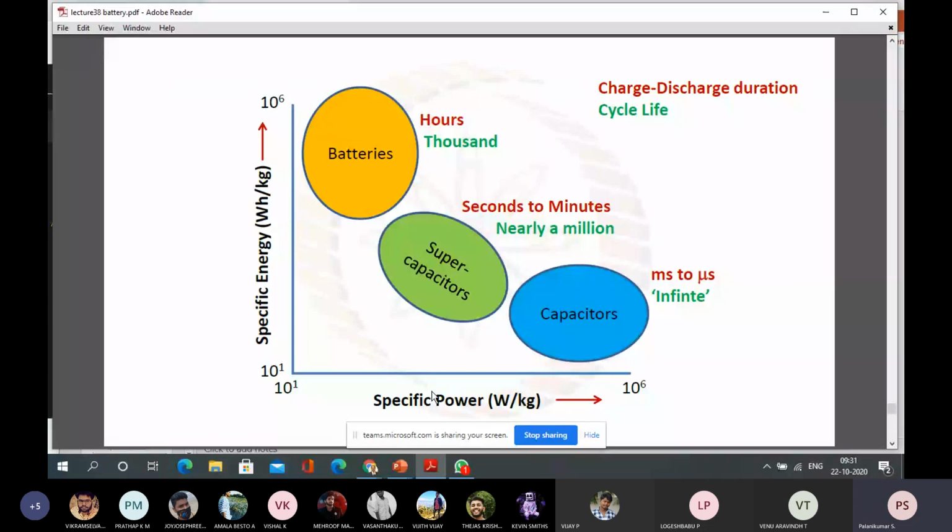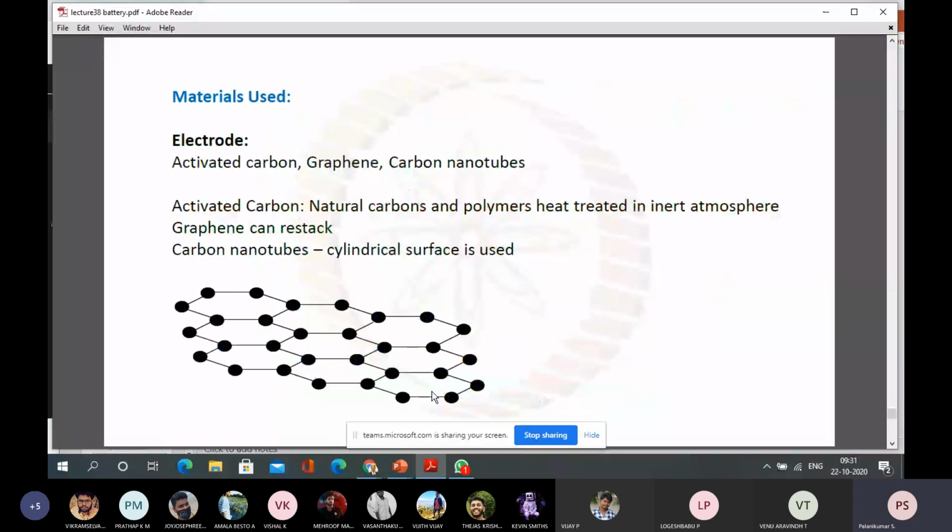As far as the material used is concerned, the electrodes use activated carbon, graphene, and carbon nanotubes. What is activated carbon? It is natural carbon and polymers heat treated in an inert gas atmosphere. Graphene can restack, and a carbon nanotube uses a cylindrical surface. I think you don't need these details unless you are in material science.